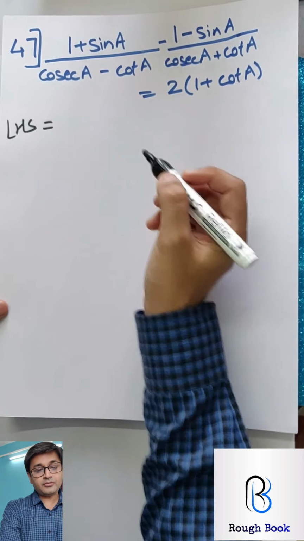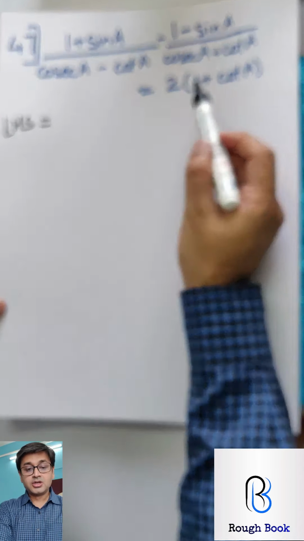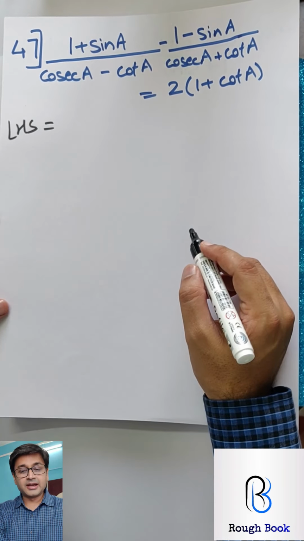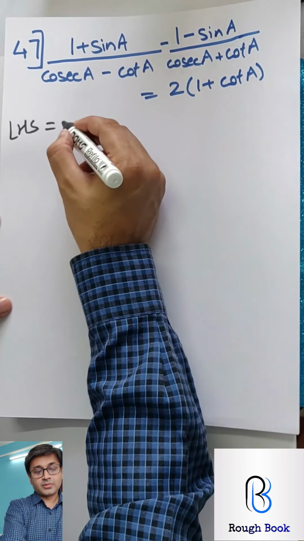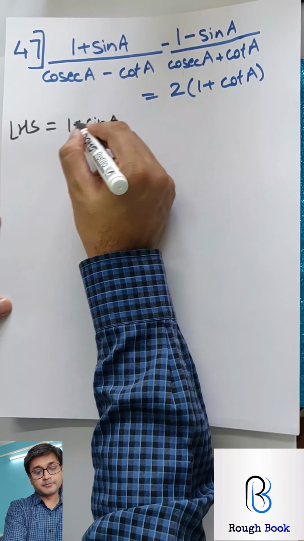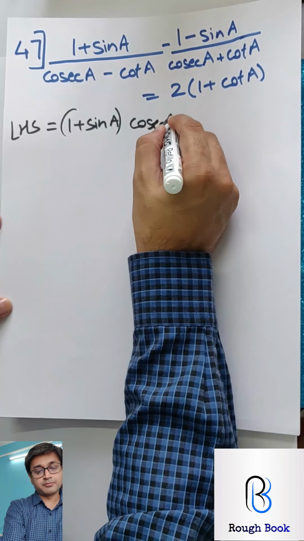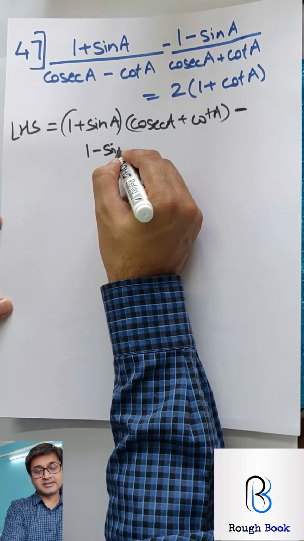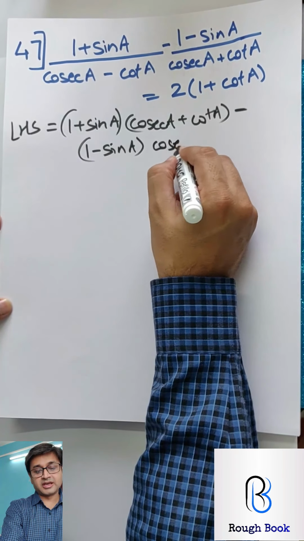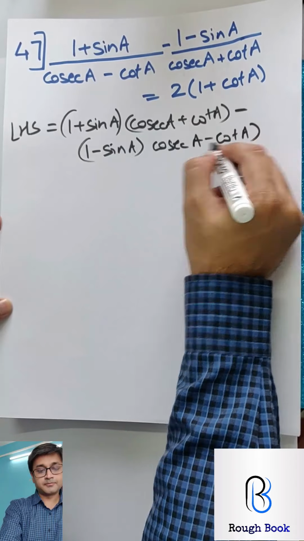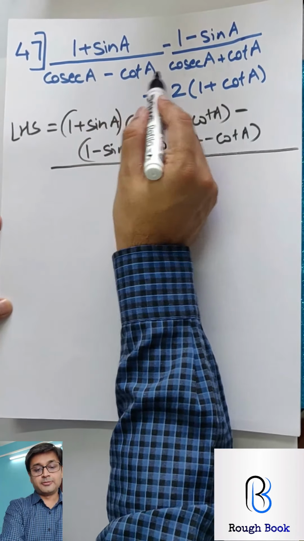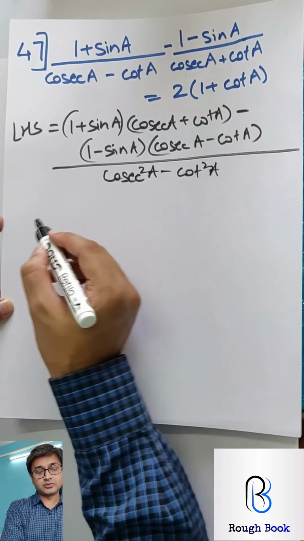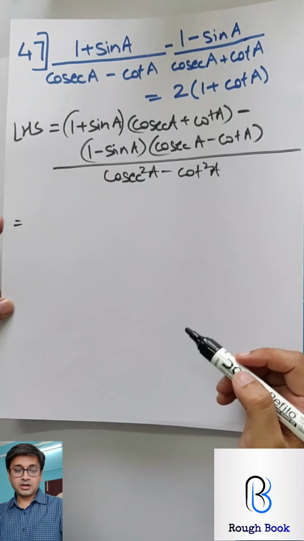LHS again. You've been given this. Alright, so you're going to start with LCM. So take cross multiplication. It's slightly tricky and lengthy, not difficult. So try it. So (1 plus sin A) into (cosec A plus cot A) minus (1 minus sin A) into (cosec A minus cot A), the whole thing upon (A plus B)(A minus B), so A square minus B square. Are we here, everyone?